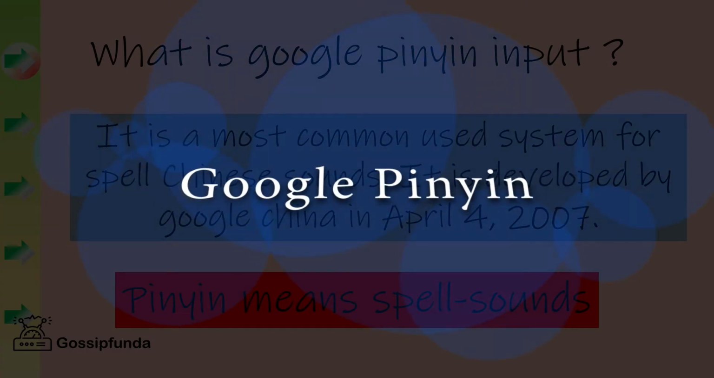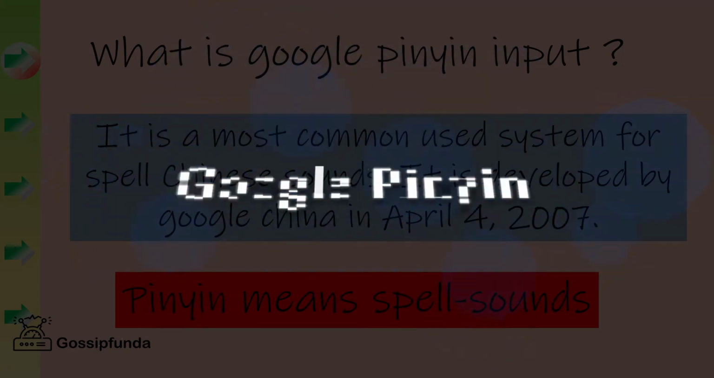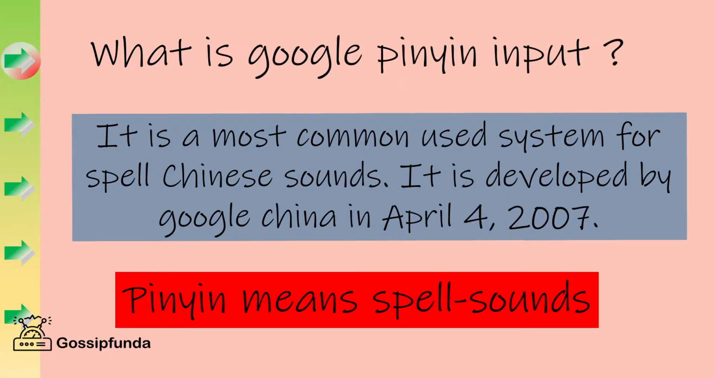In this video, we discuss Google Pinyin. So, what is Google Pinyin? It is the most commonly used system for spelling Chinese sounds. It was developed by Google China in April 2007. Pin means spell and yin means sound.